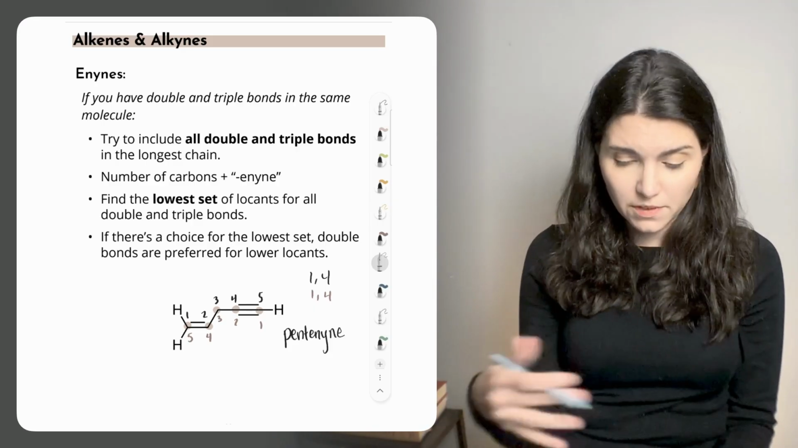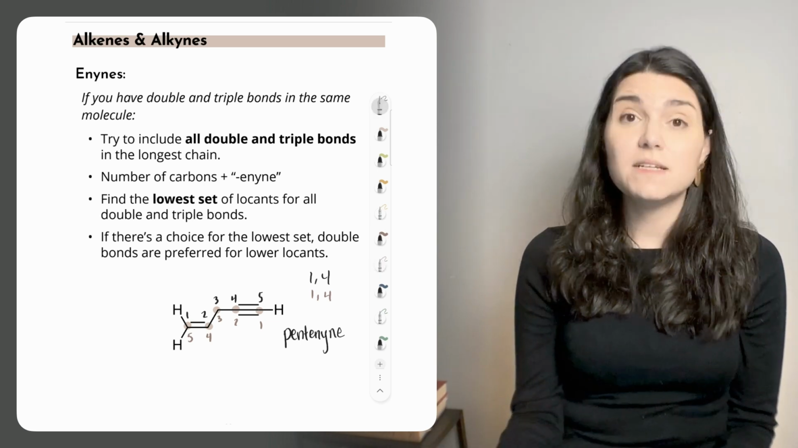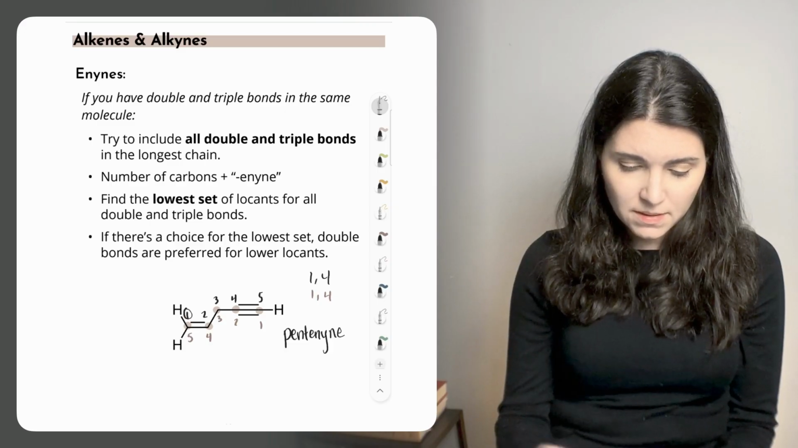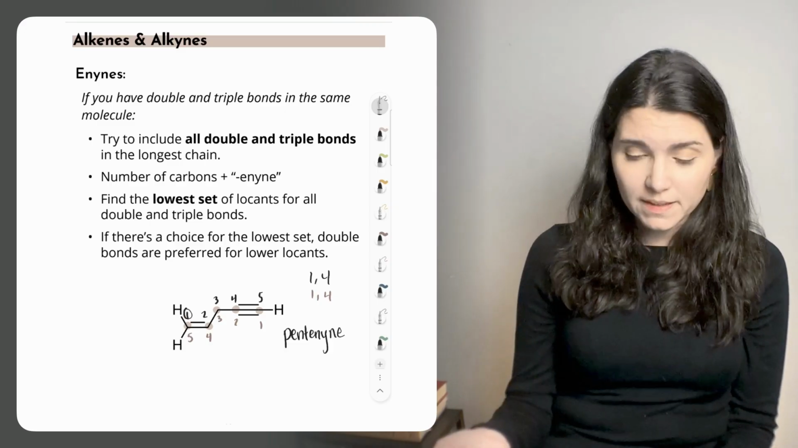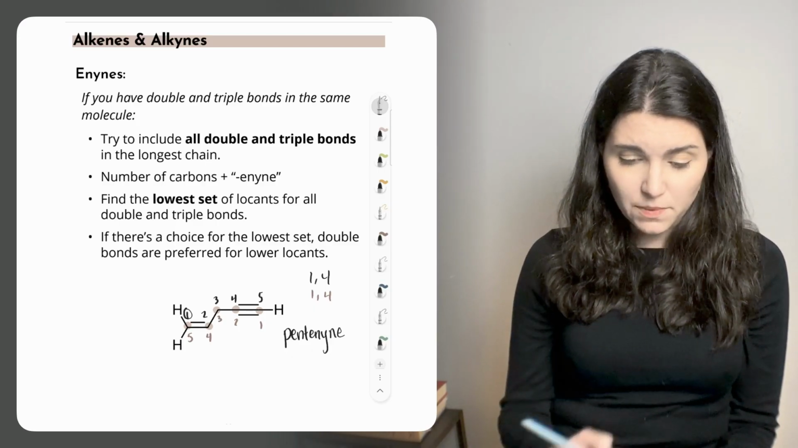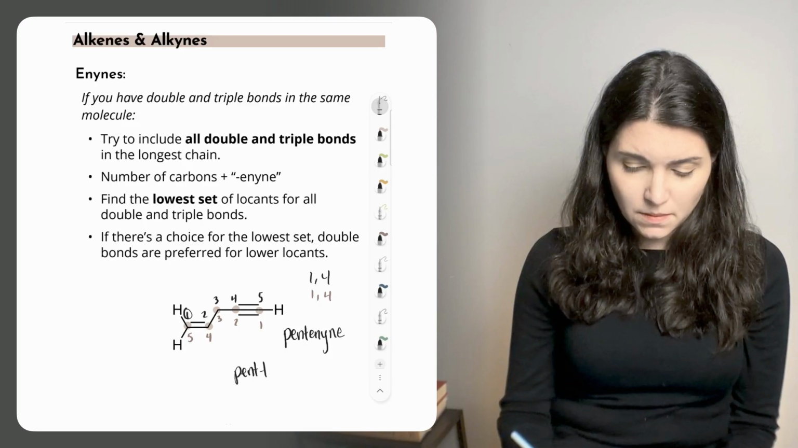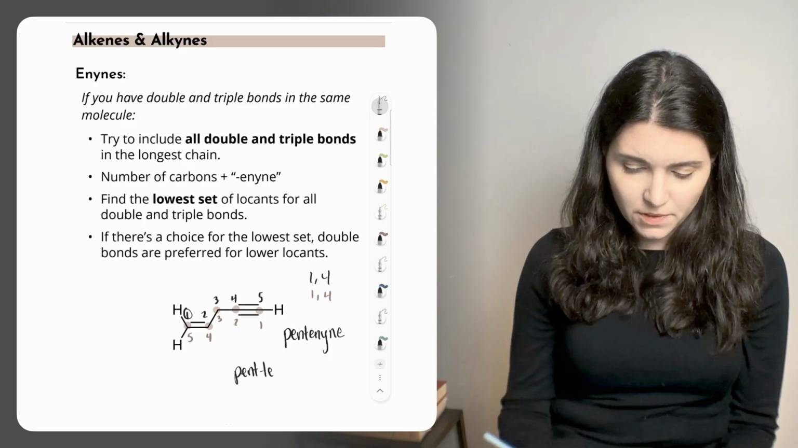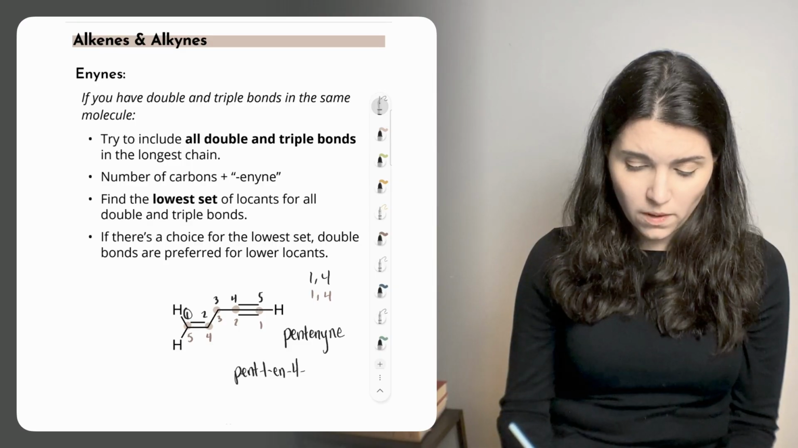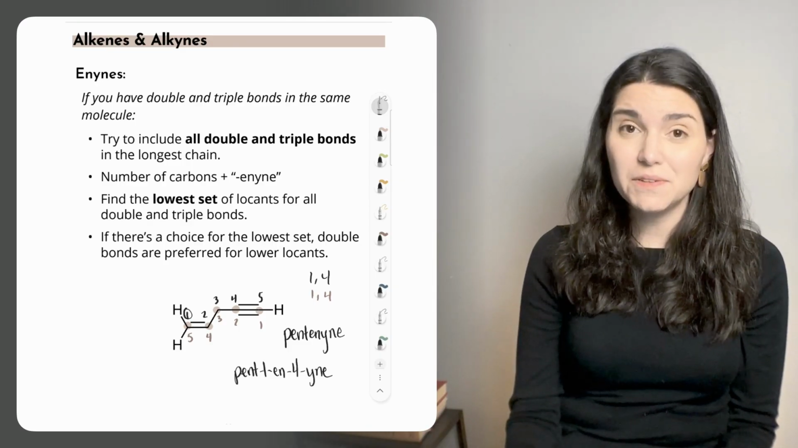We have a choice for the lowest set here. And so we're going to choose the set that gives the double bond the lower number. So that's the black set here. So the double bond gets to be 1 and the triple bond can be 4. So that's what I mean when there's a choice. So this would be pent-1-en-4-yne, oops, forgot my dash. And that's how you do it for an enyne.